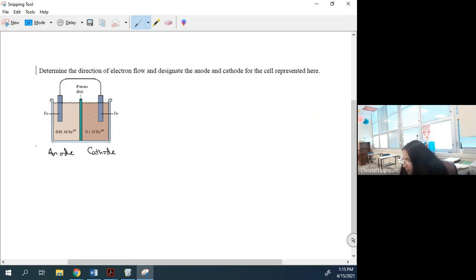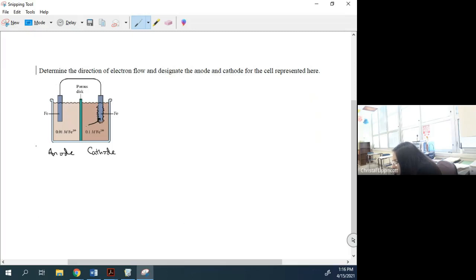And how do I know that? Well, let's talk about that. If I have electrons that are flowing through here, it wants to get these concentrations equal to one another, right? You follow that? This concentration is much higher than this concentration. If I take these Fe2+ and I add 2 electrons to it, I'm going to be making Fe here, right? And this guy's going to get bigger.